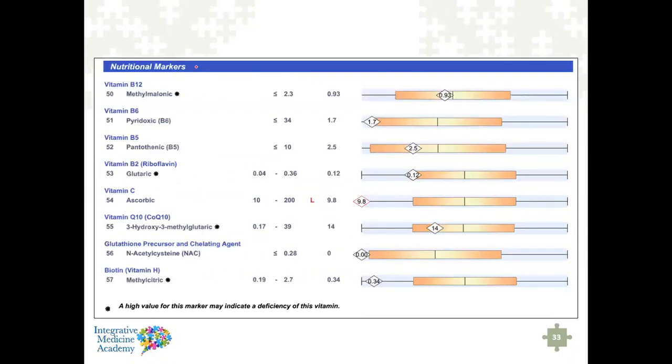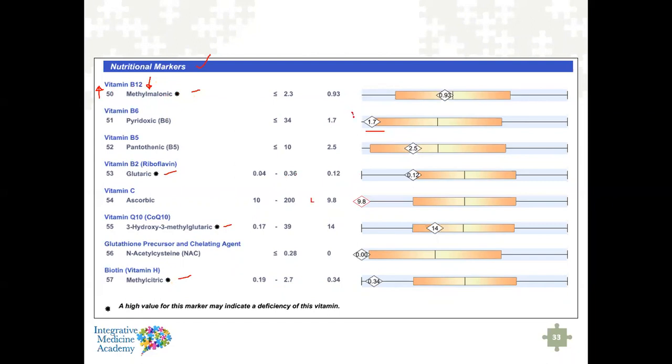When we look at the nutritional markers, remember there are 4 markers that have an asterisk next to them: methylmalonic, glutaric, 3-hydroxy-3-methylglutaric, and methylcitric. When these are elevated, it indicates a deficiency of that respective nutrient. We don't have any of these asterisk markers that are elevated. So we don't have a deficiency of those nutrients.